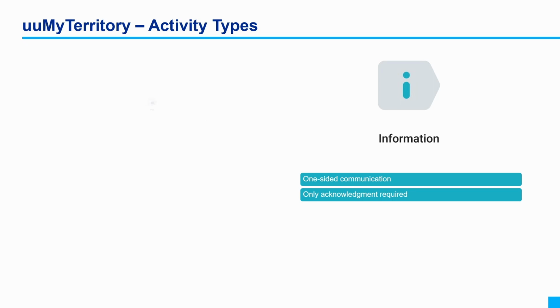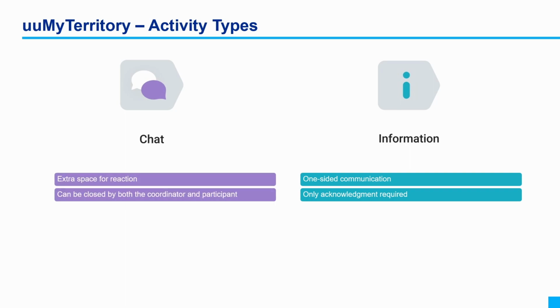Information can also be mistaken for chat. Information, as we already said, is but an FYI that requires nothing but acknowledgement to be considered as closed. Chat, however, provides extra space for reaction from the other side, despite it not being required. It can also be closed by either the coordinator or participant.